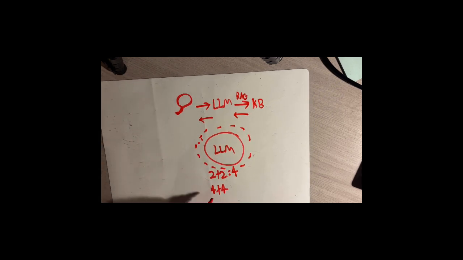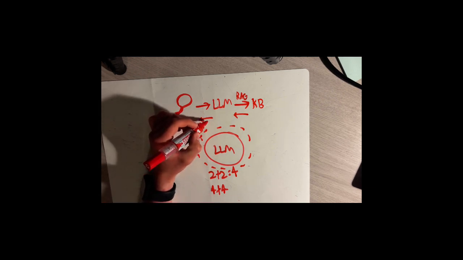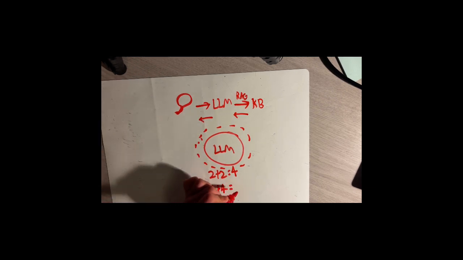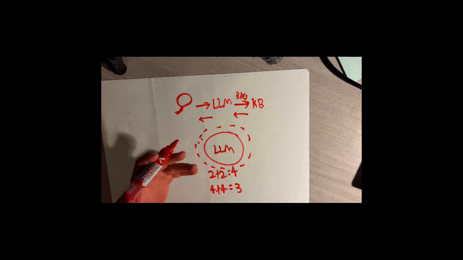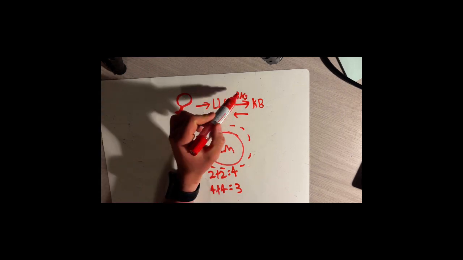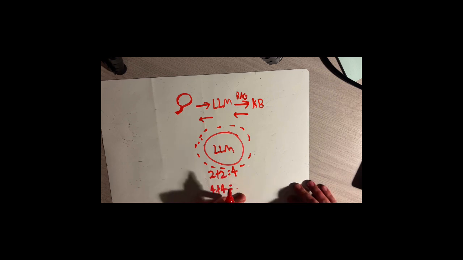So you could ask the LLM, hey, what's 4 plus 4? And it could give you an answer and say 4 plus 4 is equal to 3. It's not actually true, obviously. 4 plus 4 isn't equal to 3. But it's hallucinating. It's just giving you an answer for the sake of giving you an answer. And that's where RAG comes in and helps fill that gap.